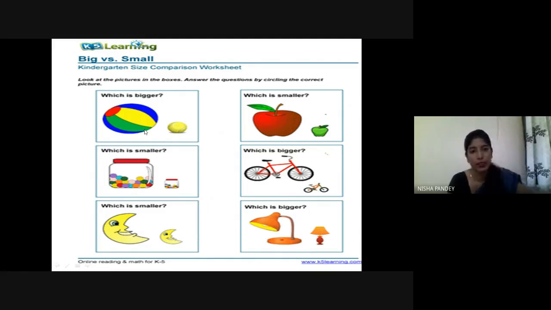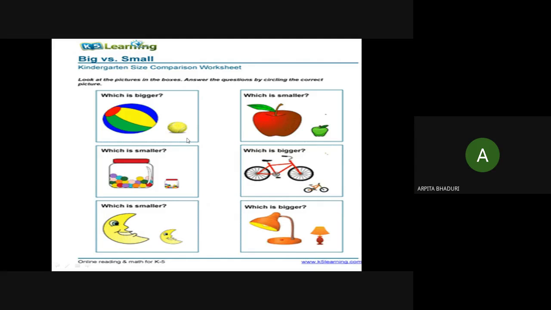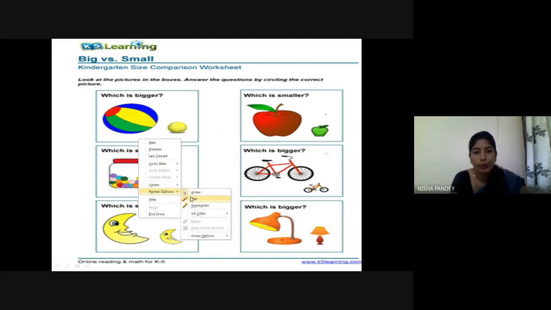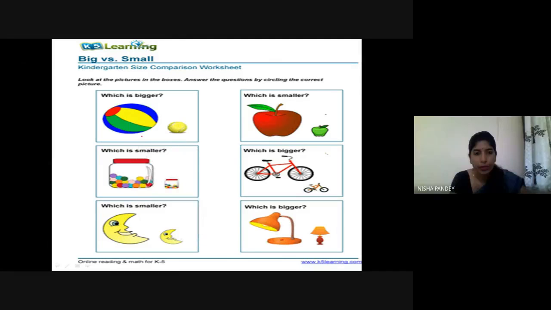For your practice. So here children, you can see we have two objects in this picture and the question is written. Which is bigger? You can see these two balls and you can compare and tell. Who is having bigger size? Ma'am, the first ball. The first ball, right. So we are going to take the first ball. Yes, ma'am. Very good.